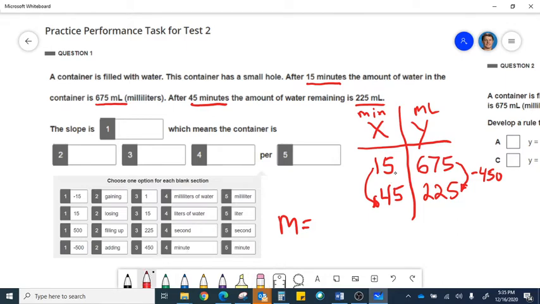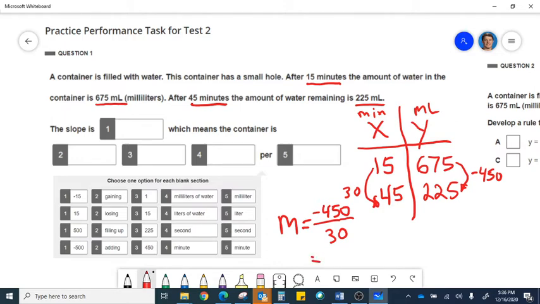Now if I go from 15 to 45, if I just think about it as a clock, 15 minutes going all the way over to 45 minutes, what's the difference? It's 30 minutes. Remember, it's the change in the y values over the change in the x values. The triangle means change. So in place of the change in y, I'm going to write negative 450, and in place of the change in x, I'm going to write 30. So m equals negative 450 over 30.